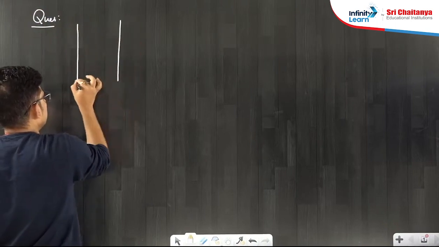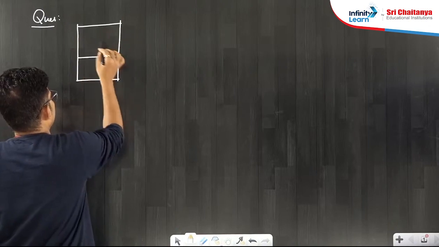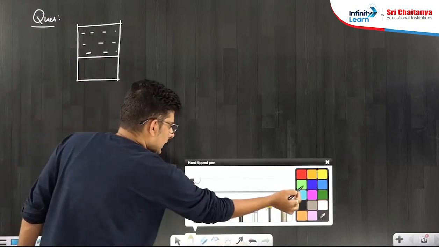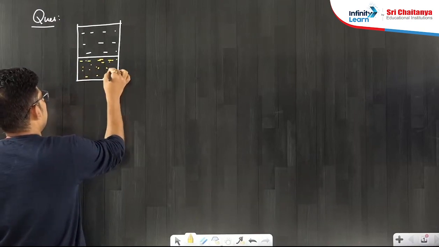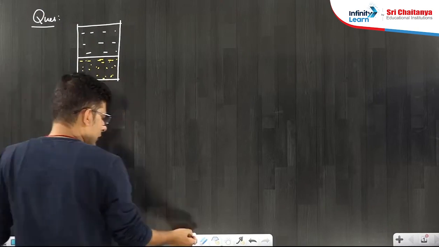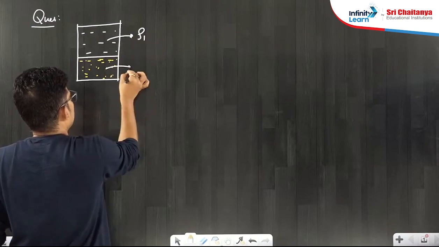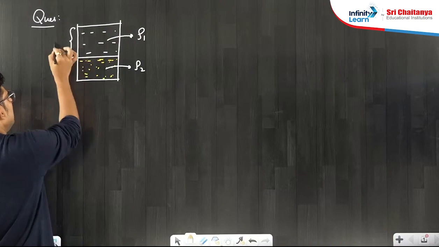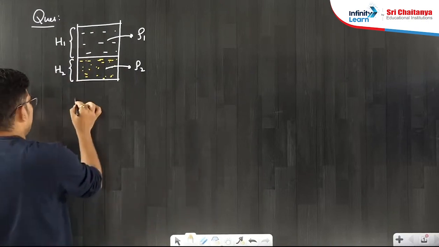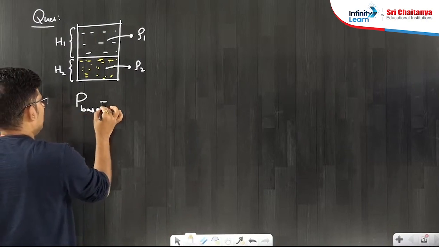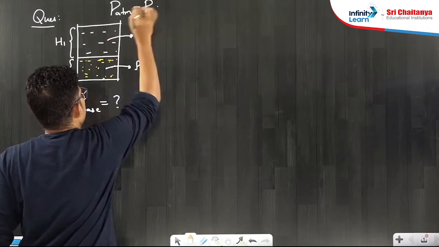So suppose we have a vessel, right, and here we have two liquids. They are immiscible, they cannot be mixed with each other. So this is the second liquid. Now the liquid on the top has density rho 1, and this liquid has density rho 2. This height is h1 and this height is h2. If we are asked what is the pressure at the base, atmospheric pressure is given as P0.